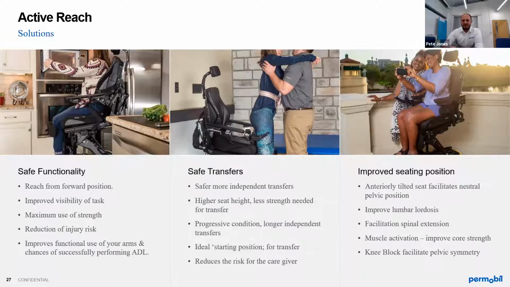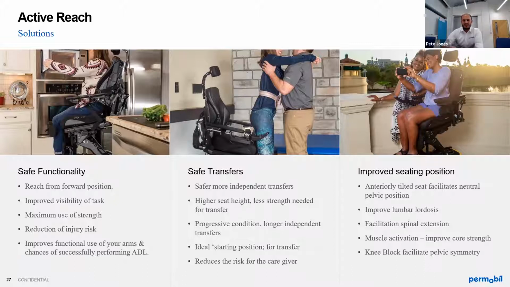Active reach helps to facilitate safe functionality by allowing the user to approach their daily activities front on, reducing the risk of shoulder injury, maximizing the use of available upper extremity strength, and improving the line of sight whilst taking on the task in hand.